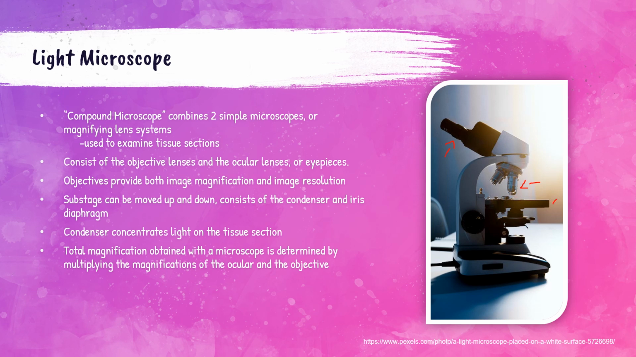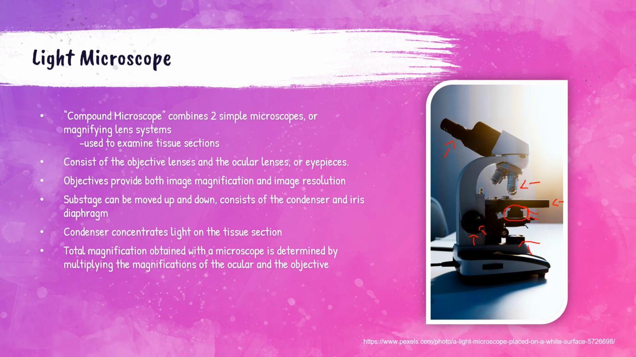This is the stage. This is where your slide will be put on to look at it under the microscope. The fine and coarse adjustment knobs here, that's going to help you focus on the specimen. This is the condenser and diaphragm here. I realize my arrow is kind of pointing a little bit to the stage, but what I circled is what I'm talking about, the condenser and the diaphragm. And then this is the light source here.